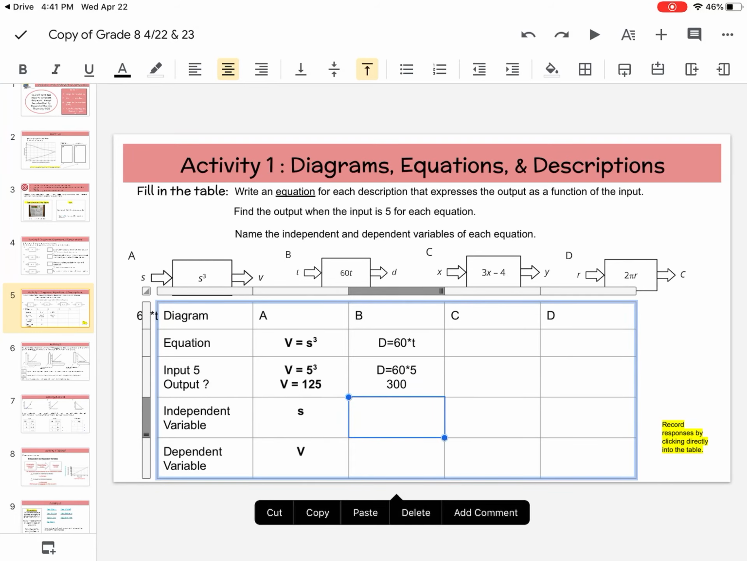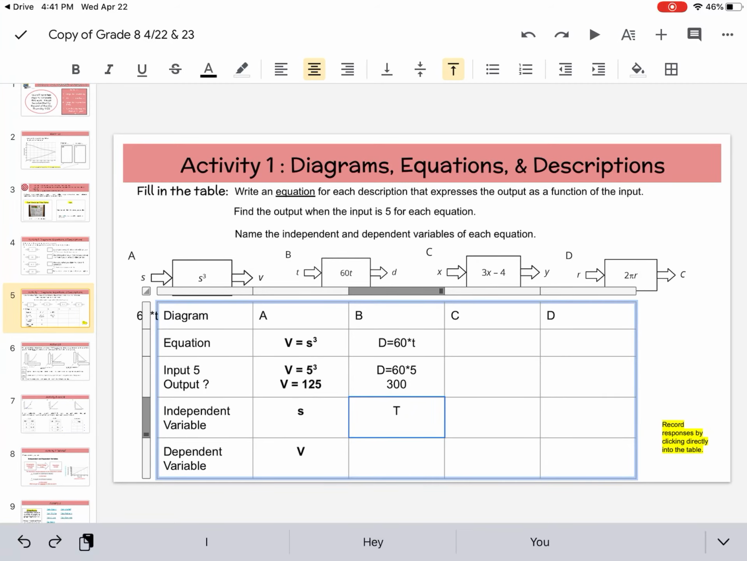Then the independent variable, that means your X value, the variable that's inside your equation, is going to be equal to that letter T. And the number on my dependent or output value is going to be depicted by that letter D. You need to do the same thing for C and D. That's what I'm expecting there.